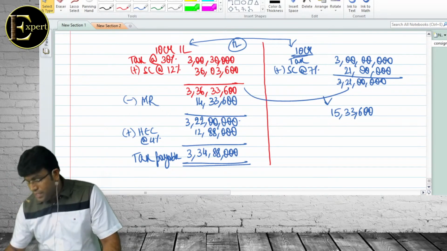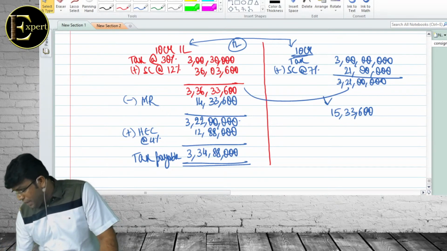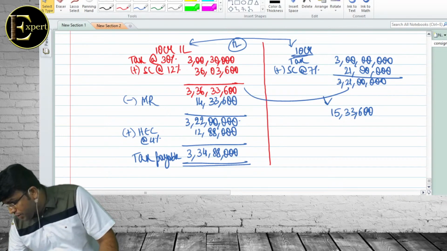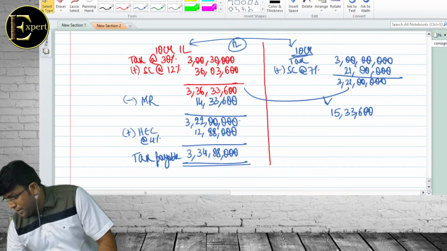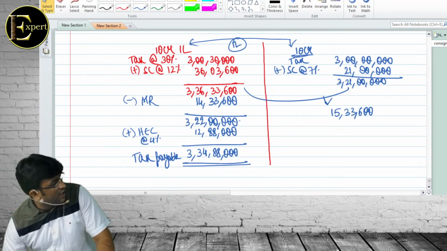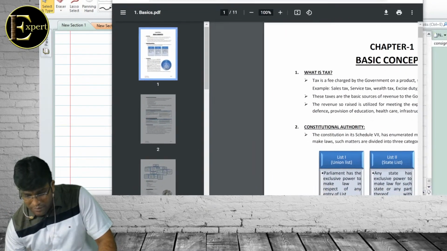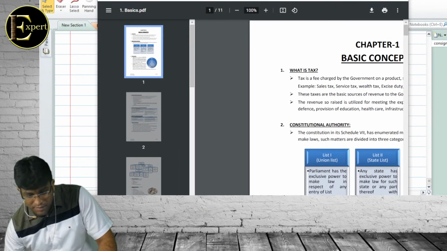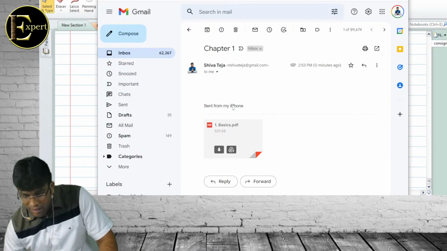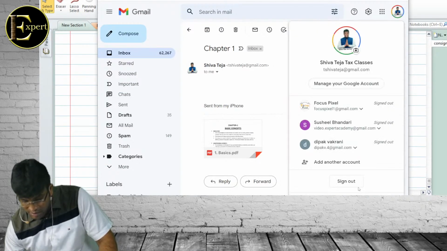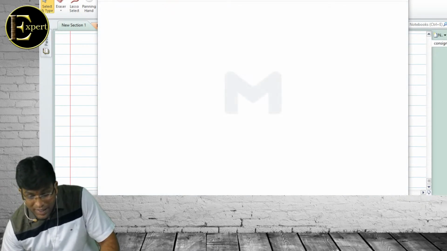112A: long-term capital gain on sale of equity shares or units of equity-oriented mutual fund or units of business trust through a recognized stock exchange on which STT is paid. We will tax at the rate of 10%. Beta, clear hai? I asked all those questions because I was opening the document and I didn't want to waste your time.